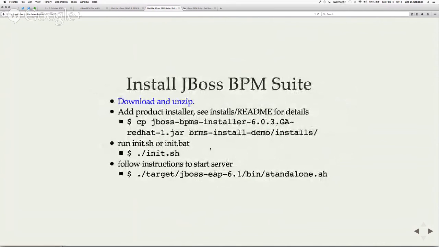And you'll notice it's all about the product. So right now it's about the 6.0.3 released version. It's an installer jar. You need to get that from the customer portal. The download and unzip is of the project. This is just an empty project, so we're going to install and put no demo project inside there at all. And then we have the init.sh or .bat, and they're ready to go. Start the server. That's all it takes.